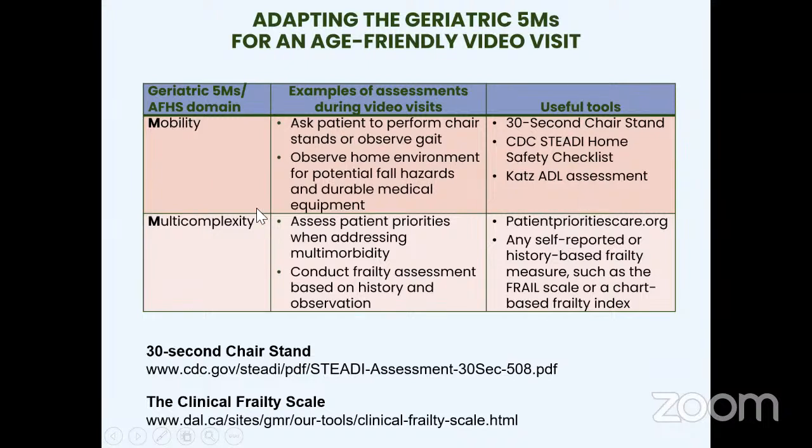And the last M is multicomplexity. As we all know, most older adults have multiple problems. So we need to learn how to prioritize these problems and act accordingly. Conducting a priority assessment based on history and observation will help. And these are some of the tools we can use.